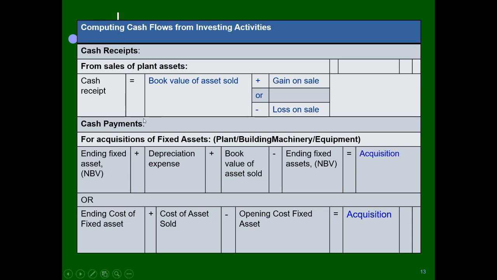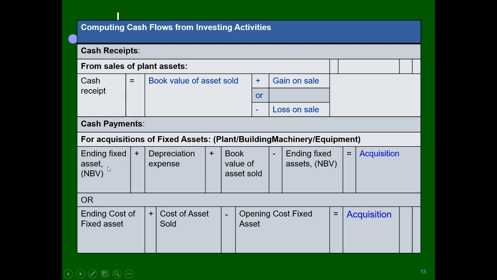Now, when we look at payments for assets, if there is any new acquisition of fixed assets, how do you determine it? Usually we will use the comparative balance sheet, first of all, because you want to find the ending fixed asset net book value.